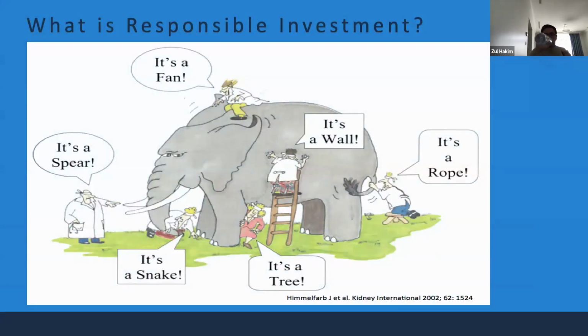Moving forward, again, what is responsible investment? From our discussion before, we can observe that different people or different indices, whether it's SRI or Sharia investment, have a relatively different view on what is responsible investment, even though they are describing the same thing. Like an example, in this image, a group of blindfolded scientists are trying to explain what they are touching, which in essence is an elephant, and different scientists describe different parts of an elephant according to what they can understand.